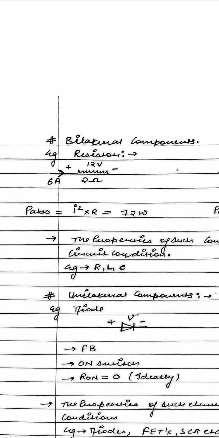So let's say, in the first case, current is entering from the left side. This terminal is considered positive, and this terminal is considered negative. So what is the power absorbed by the resistor? It is nothing but I square into R, or we can say V square by R also, or V into I also. All will give us the same answer. So it is nothing but 72 watts.